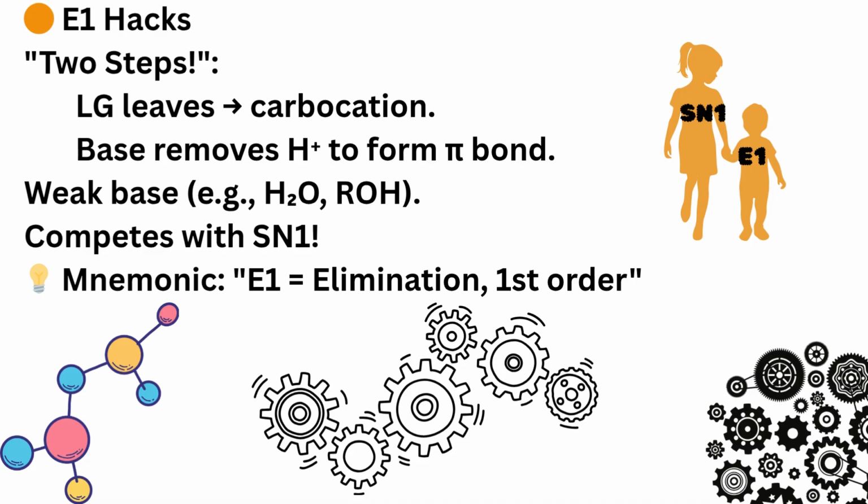The requirements for E1 are: the substrate would be tertiary, as a tertiary carbocation undergoes E1 mechanism because it is most stable. The leaving group must be good, for example, bromine, iodine, etc. The base will be weak and non-bulky, and the solvent will be a polar protic solvent, for example, water or alcohol, because these solvents stabilize the carbocation.